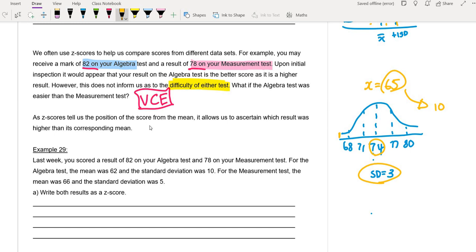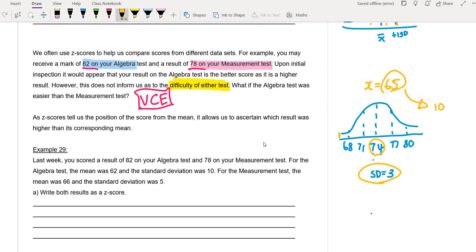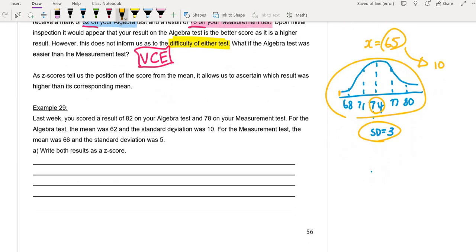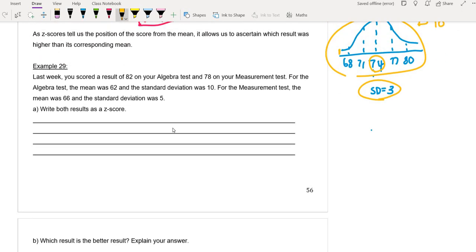Hopefully it will never be the case for you, for general maths or for any other subjects in VCE. But this is why we use the z-score. It tells you sort of where you are on this curve and adjusts your score accordingly. So let's look at this example together.